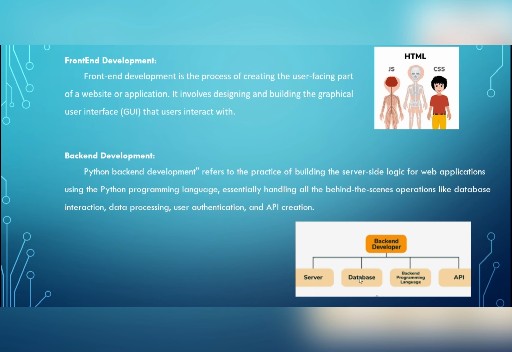Let's see each topic about backend. Server: backend development handles the server side logic, and we can handle the server as well. Server means web hosting or hosting anything. Database: a core part of web backend development is managing data storage and retrieval from databases using SQL queries. And the backend programming language we use is Python, and Django is the framework. API: backend developers build APIs that allow different applications to communicate with each other.